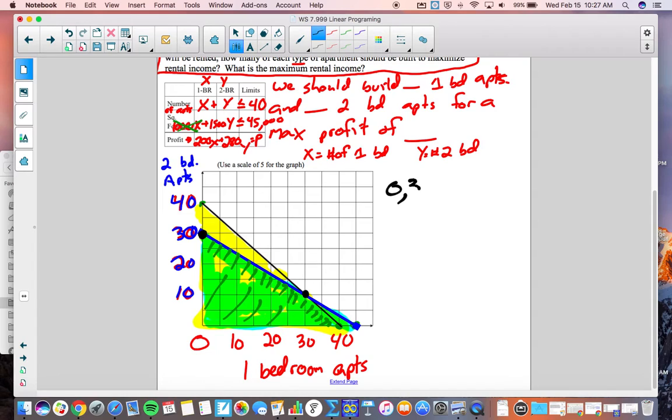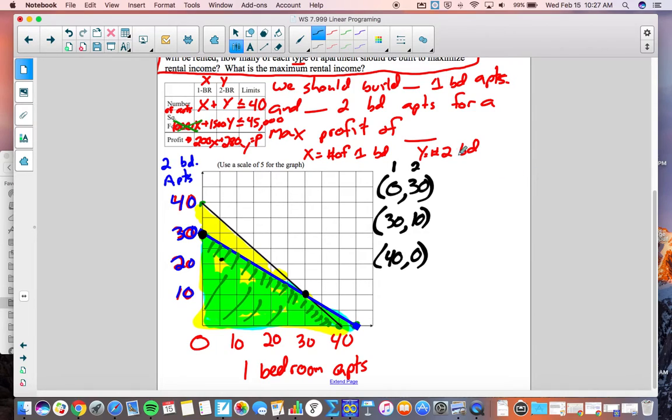Let me write this down. So 0, 30, that means number of 1 beds versus number of 2 bedrooms. We could do 30 1-bedrooms and 10 2-bedrooms. Or we could max out 1-bedroom apartments. Of course, we can only do 40 of those.